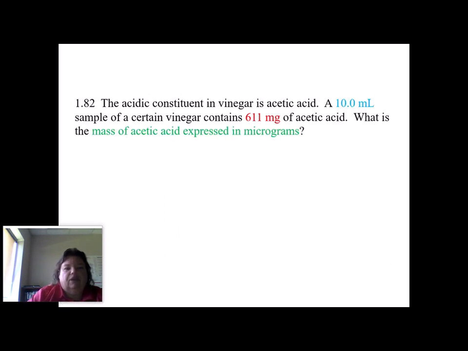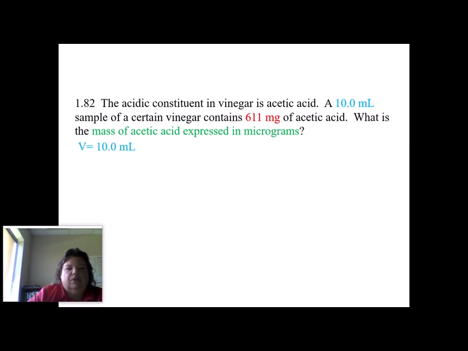This is out of the book, problem 1.82. The book says that the acidic constituent in vinegar is acetic acid. A 10 milliliter sample of a certain vinegar contains 611 milligrams of acetic acid. What is the mass of acetic acid expressed in micrograms? I've colored 10 milliliters, 611 milligrams, and the question, mass of acetic acid in micrograms, because when you're doing word problems, the first part of the problem is to pull the information that you need to do the problem out of the problem.